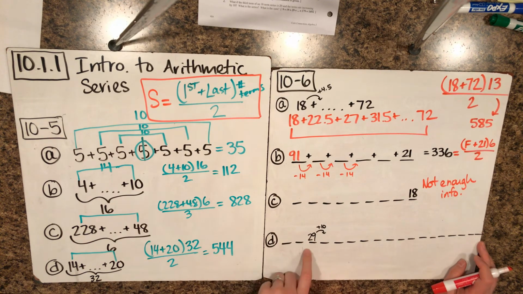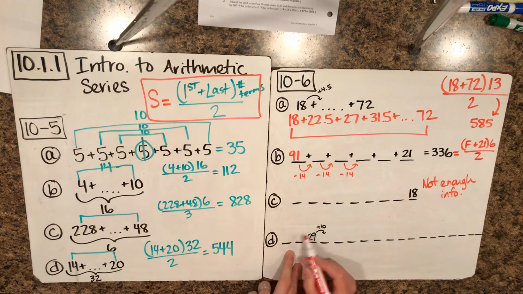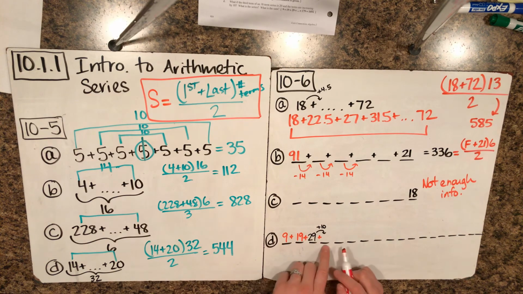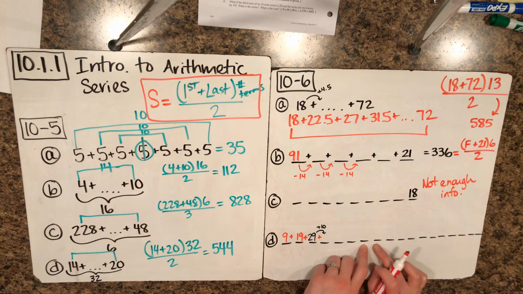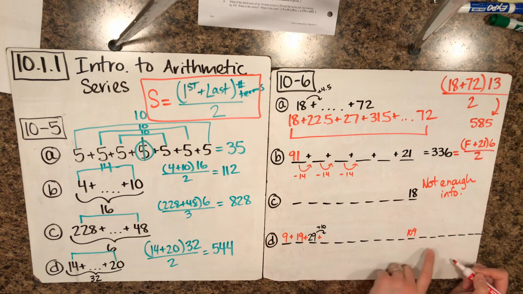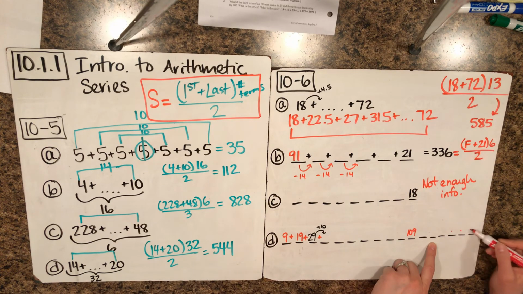Okay, and then the last one, part D, what if the third term of an 18 term series is 29 and the terms are increasing by 10? So if I go backwards from 29, I'm going to get 19 here, and then going forward 39, 49, 59, and so on, up to 179 as my last term.